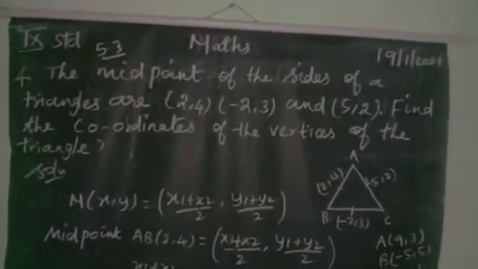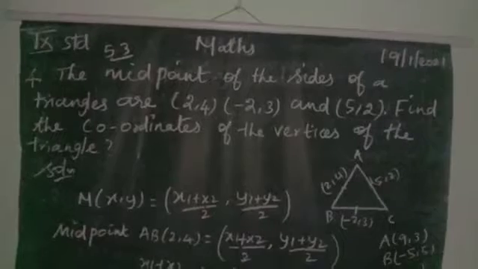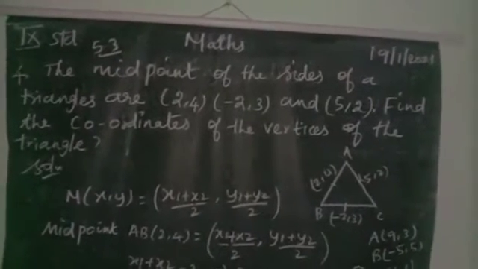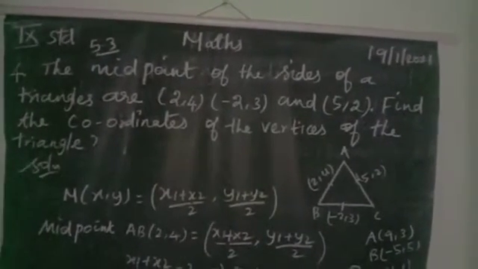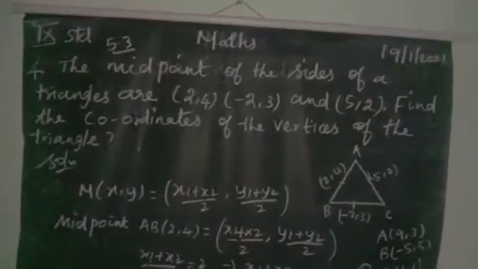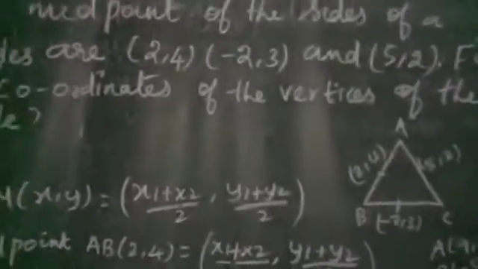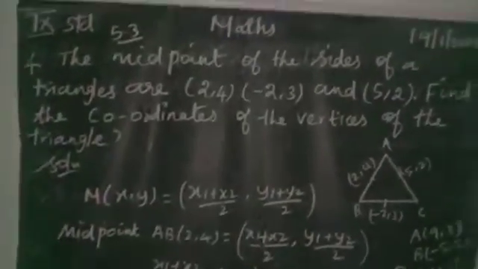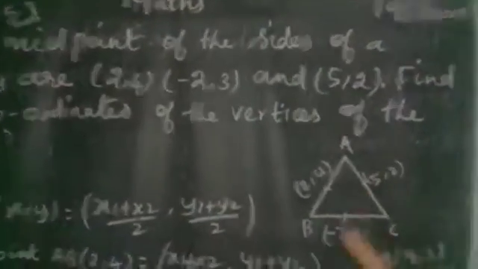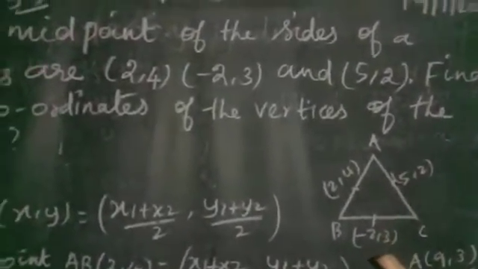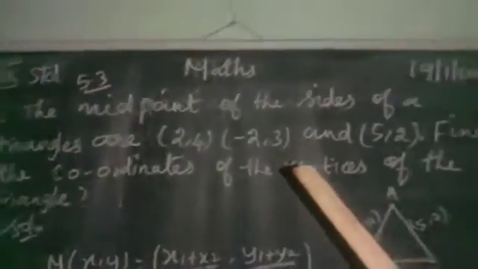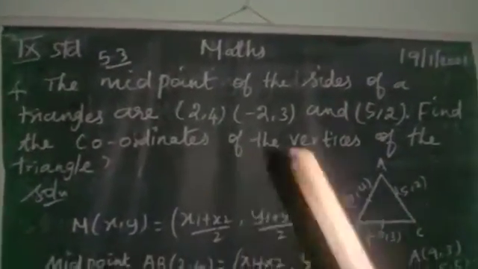Listen, the midpoints of the sides of the triangle are (2, 4), (-2, 3) and (5, 2). Find the coordinates of the vertices of the triangle. So listen, what is the given value in the sum? First we take one triangle. Here the midpoints of the triangle are given.